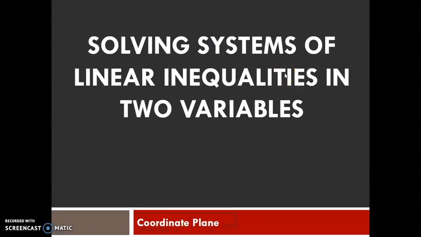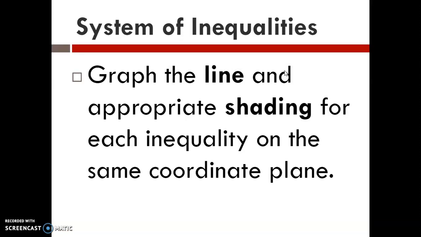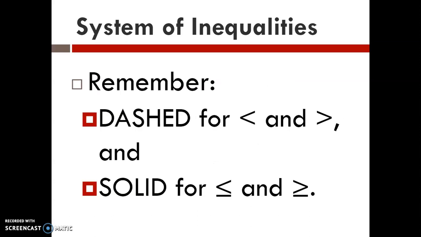In this video, we're going to talk about solving systems of linear inequalities in two variables, which means that our linear inequality will have two of them, and we're looking for the region where the shading overlaps. Again, let's remind ourselves that the graph of the line and the appropriate shading for each inequality on the same coordinate plane is what we're looking for with our system of inequalities.